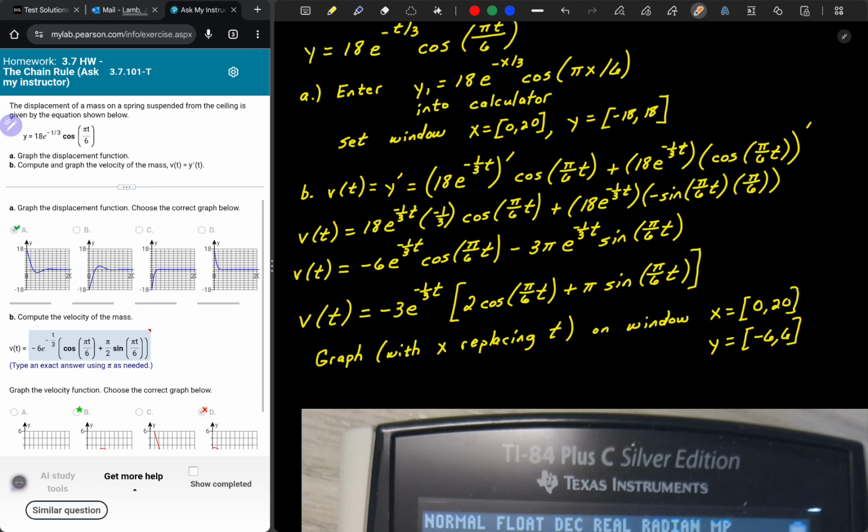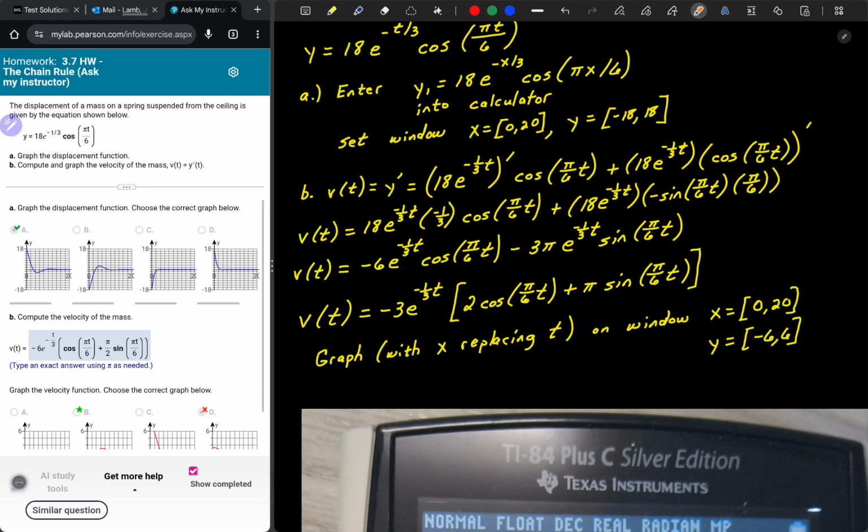I wanted to go ahead and factor it, though. I don't know if you necessarily had to. It looks like the answer that MyLab wanted was a factored answer, but I bet they would accept this non-factored answer. Now, I actually don't like the way that they factored this.